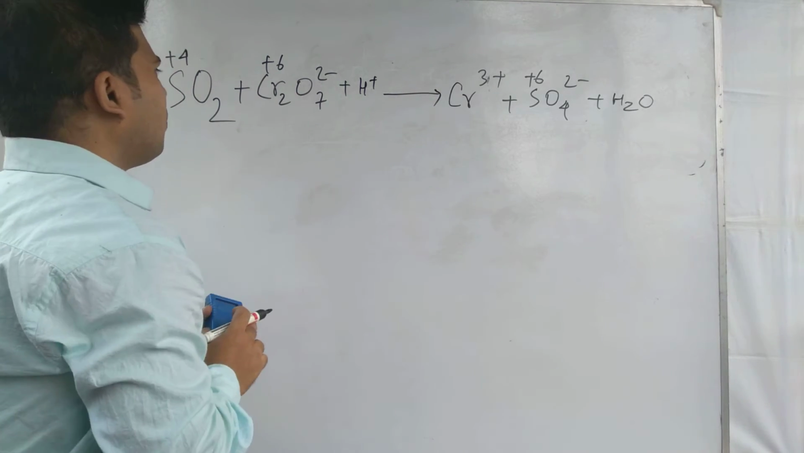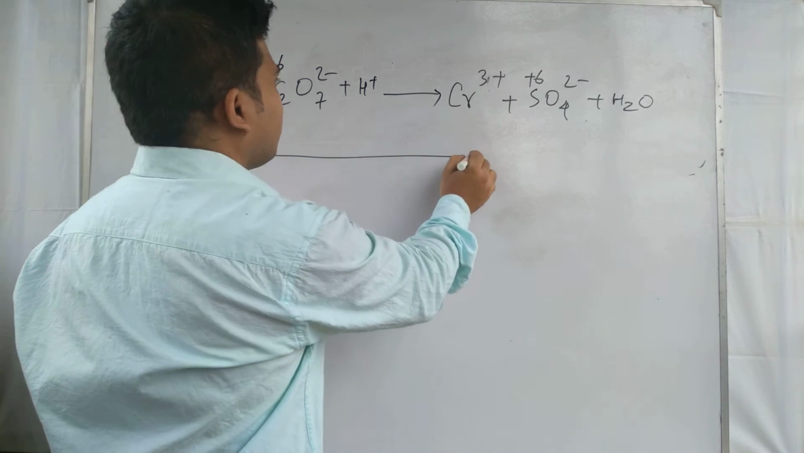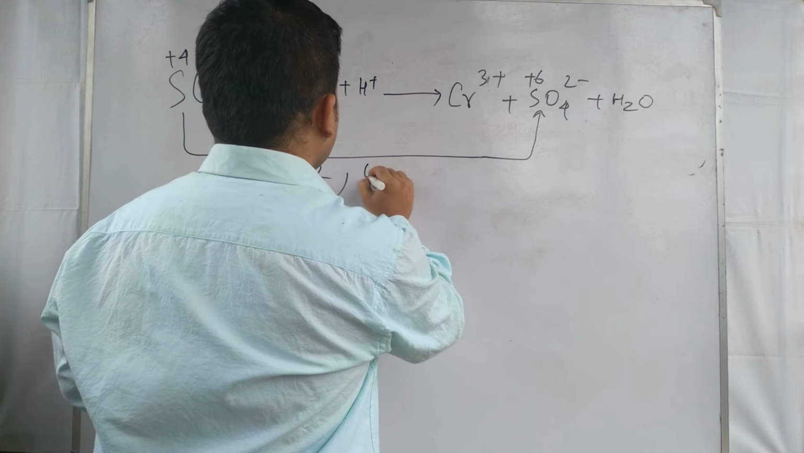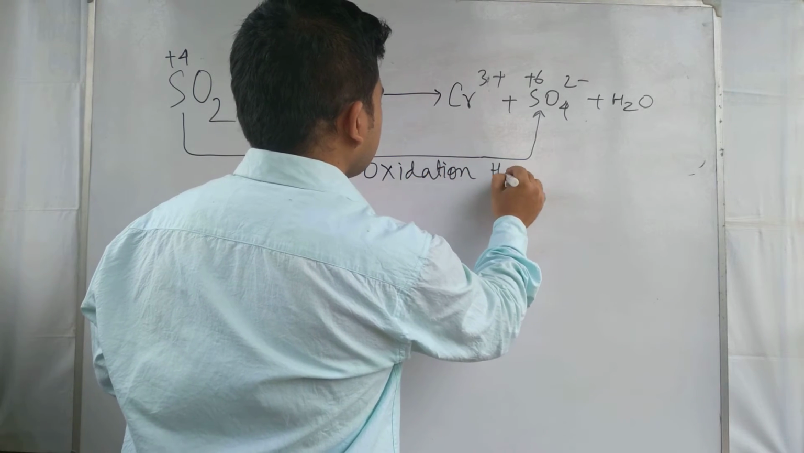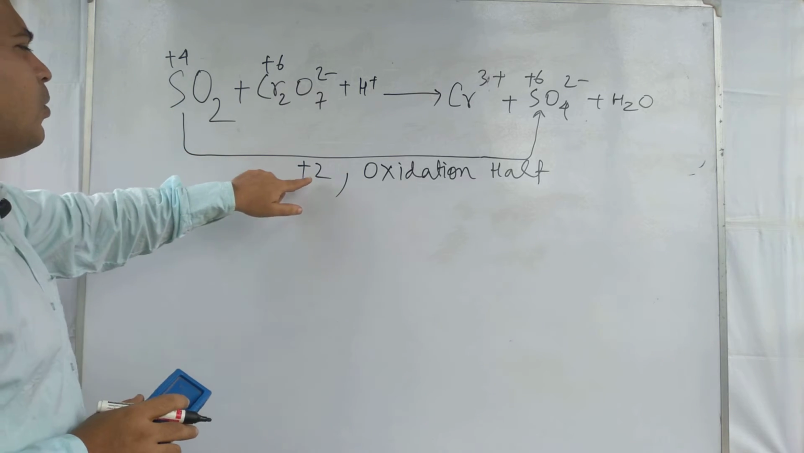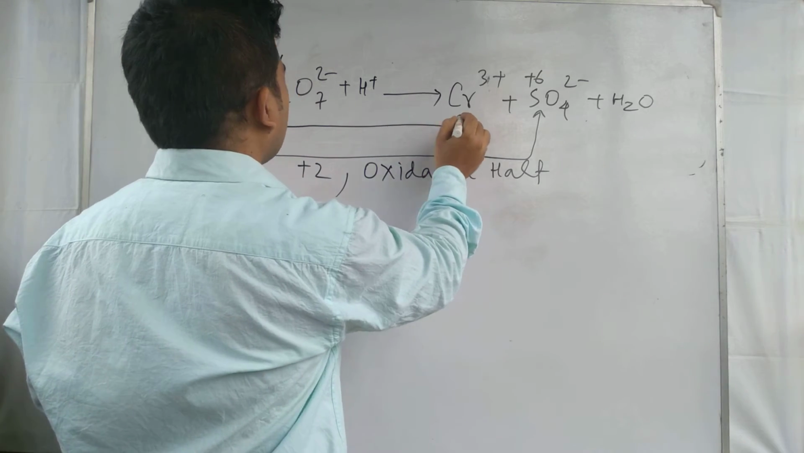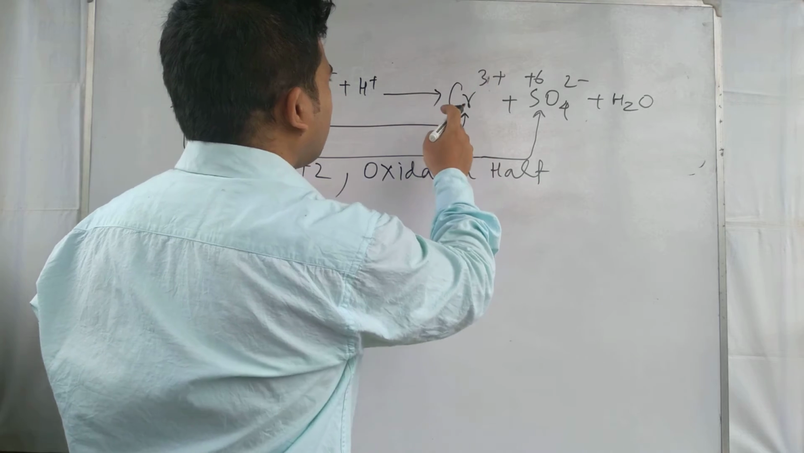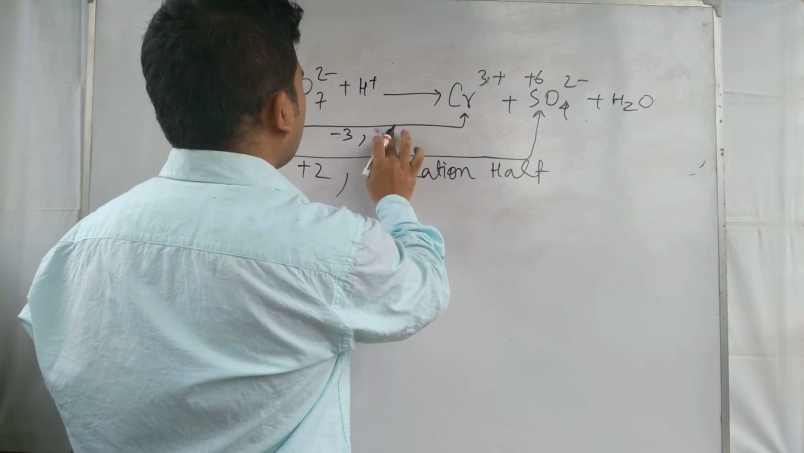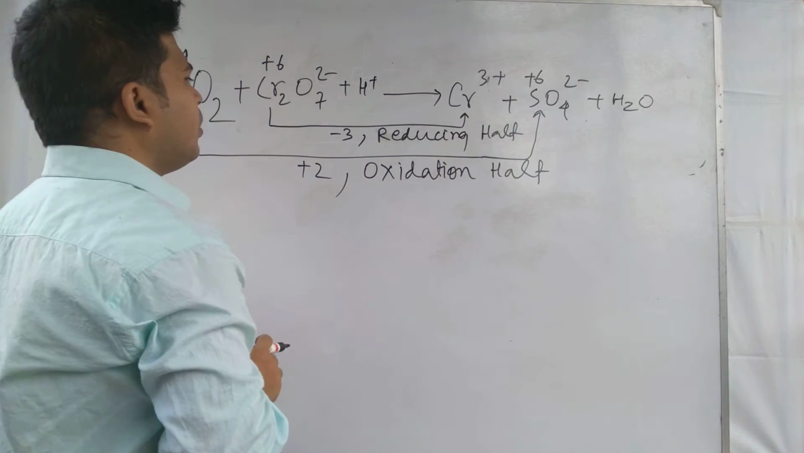See the change of oxidation number. By seeing it, we can easily understand which species is getting oxidized and which is reduced. The 4 plus oxidation state changes into 6 plus, so there is an increase of 2 units of oxidation number, therefore it is called the oxidation half. And in this part, chromium changes from the 6 plus oxidation state to the 3 plus oxidation state. Here a net 3 unit decrease of oxidation number takes place, therefore it is called the reduction half.